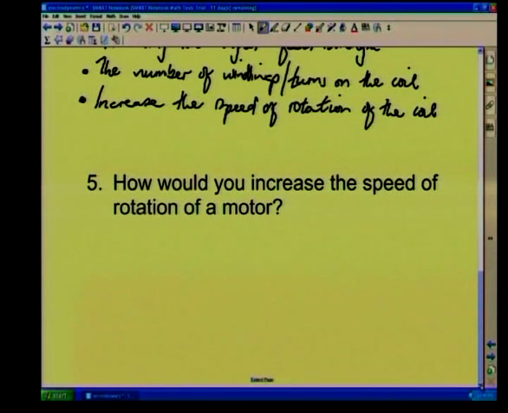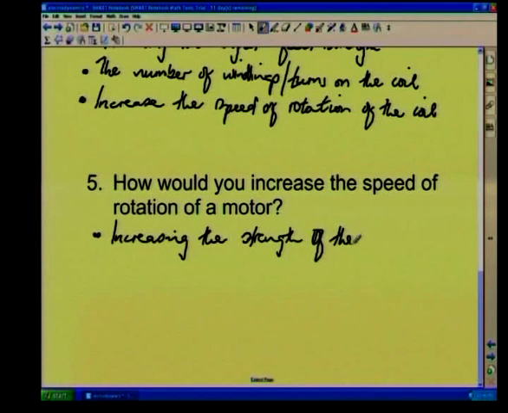And how will you increase the speed of rotation of the motor? You can increase it by increasing the strength of the magnetic field. That way you will increase the speed of rotation of your motor.